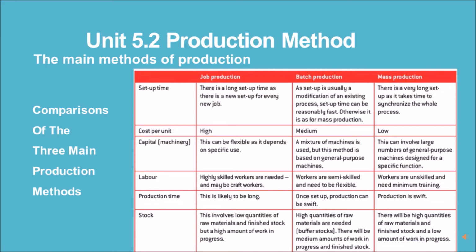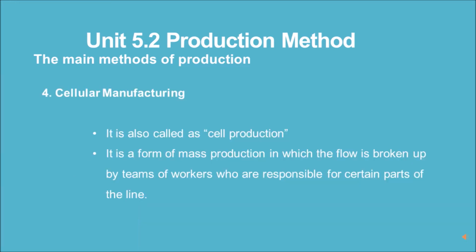Stock. Job production: this involves low quantities of raw materials and finished stock but a high amount of work in progress. Batch production: high quantities of raw materials are needed as buffer stocks. There will be a medium amount of work in progress and finished stock. Mass production: there will be high quantities of raw materials and finished stock and a low amount of work in progress. 4. Cellular manufacturing. It is also called cell production.